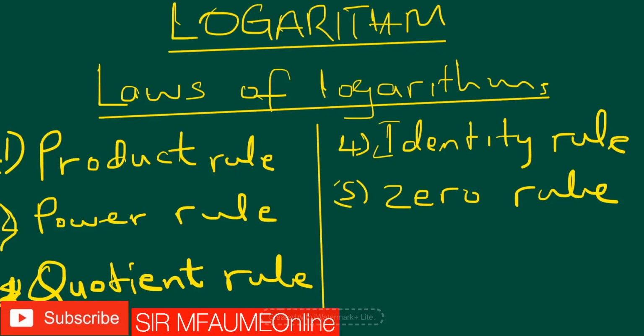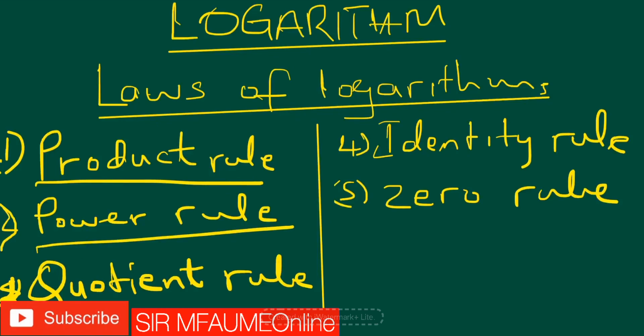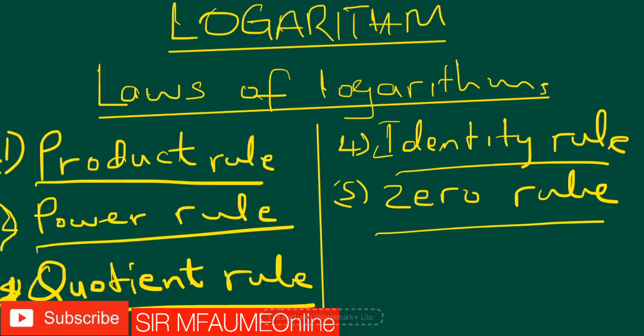Welcome back. In this video, we are going to discuss logarithms, the subtopic of laws of logarithm. We have 5 laws of logarithm here. The first one is the product rule. After this, we have the power rule. Then we shall talk about the quotient rule. After that, we have the identity rule, and lastly, we'll discuss the zero laws.